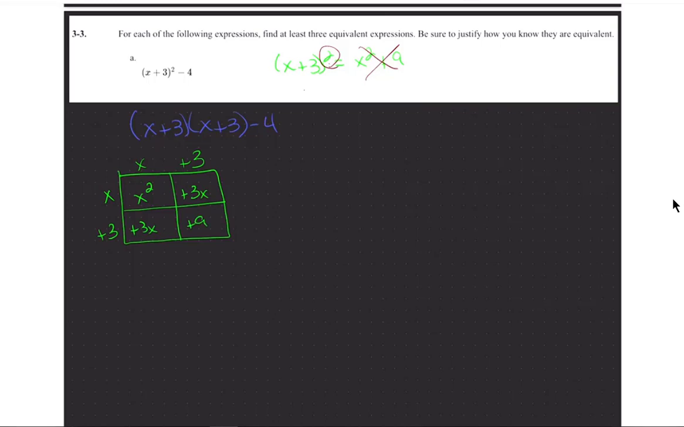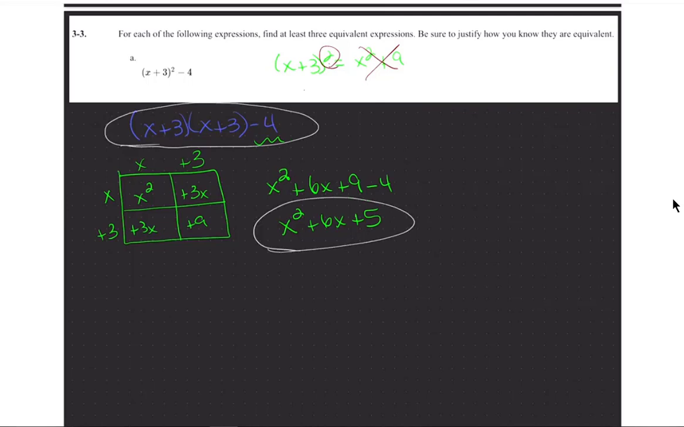I want to combine my like terms, so I have x squared plus 6x plus 9. And then I can't forget about this negative 4 up here, so I'm going to add it at the end. Then I'm going to simplify this. So x squared plus 6x plus 5, right? So we started with this form, so there's one representation. Here's another representation of the same thing that is equivalent. So you need to come up with one more. Well, technically this one is as well.